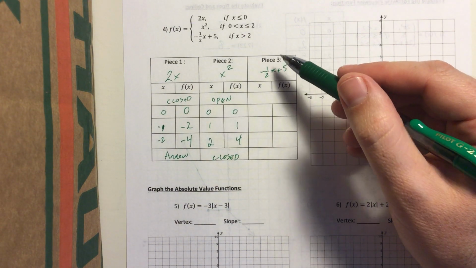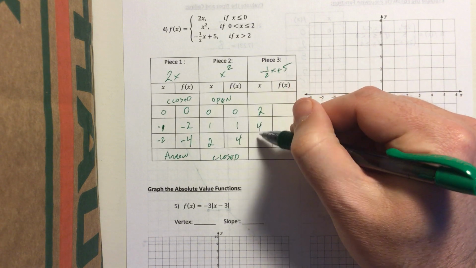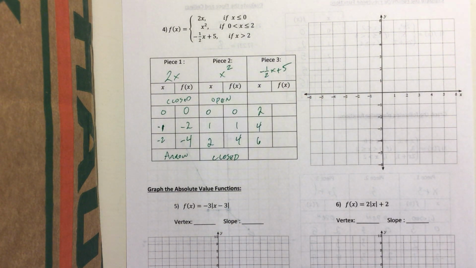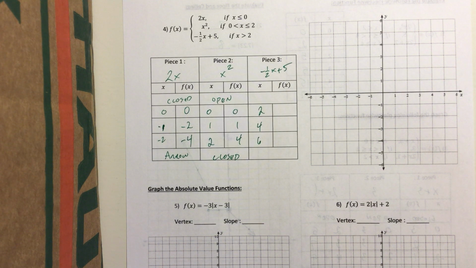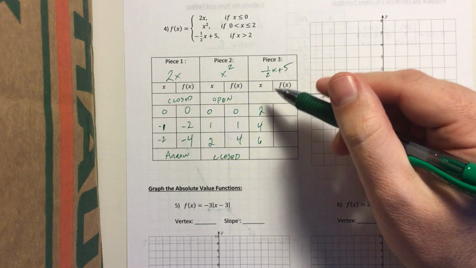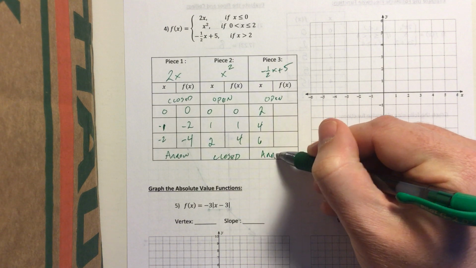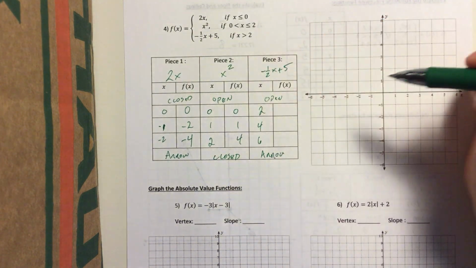And then last one, I'm going to choose, it's x greater than 2. We got to do 2. I'm going to do 4 and 6. You can do 3 and 5. It doesn't matter, but this way I'll get nice whole numbers. And it'll be a little prettier. So let's see here. At 2, it's going to be open. And at 6, we're going to have the arrow. Since it keeps going after 6, we're just graphing it to 6.